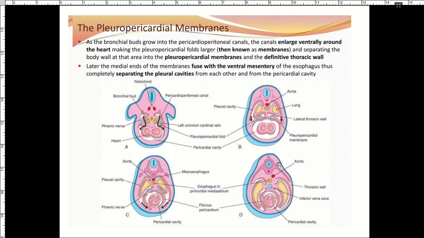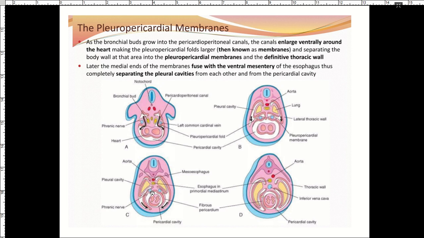Let's take a look at these pleuropericardial membranes a bit. I've already spoken much of it. As the lung bud grows, you can see this is your lung, this is your lung. At first, these pleuropericardial folds are separated. As the lung begins to grow, you can see these folds rushing to the midline to fuse, and now they have fused and we have completely separated. This is your pericardial cavity, and this is your pleural cavity.